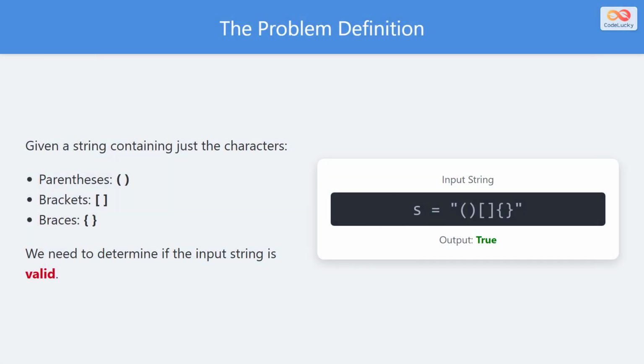So, what exactly is the valid parentheses problem? You are given a string containing three types of characters: round parentheses, square brackets, and curly braces. Your task is to write a function that determines if this string is valid. For example, a string containing an open bracket followed by a closed bracket is valid, return true. But if they are mixed up, return false.